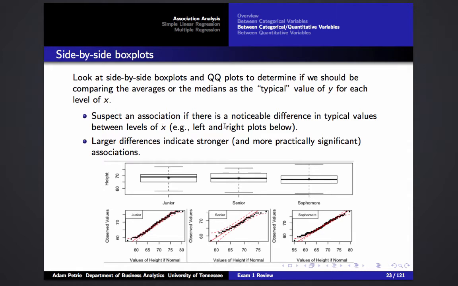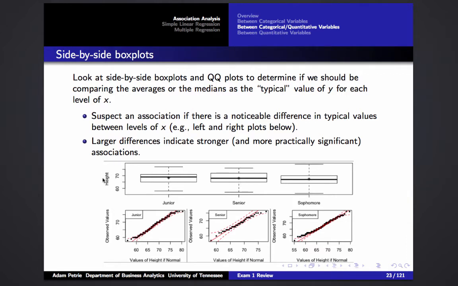All right, so what's the visualization we make? We look at the side-by-side box plots giving the distribution of y for each level of x. And we're either going to compare the medians, which are given by the horizontal lines through the box plots, or we're going to compare the averages, which are the stars, through the box plots. What we're looking for is whether the typical value is different between each level of x. And so we just look to see how much variation we see in averages, or how much variation we see in median values.